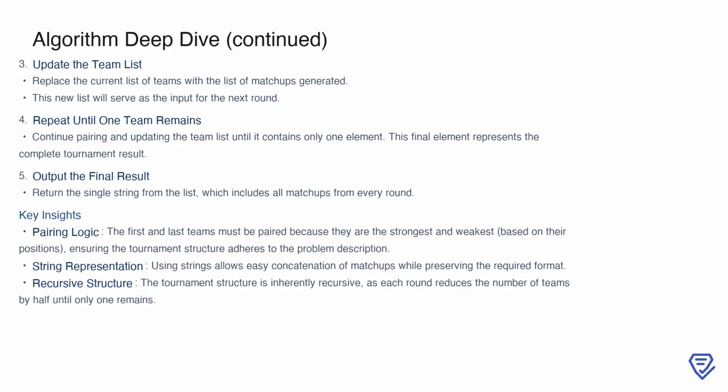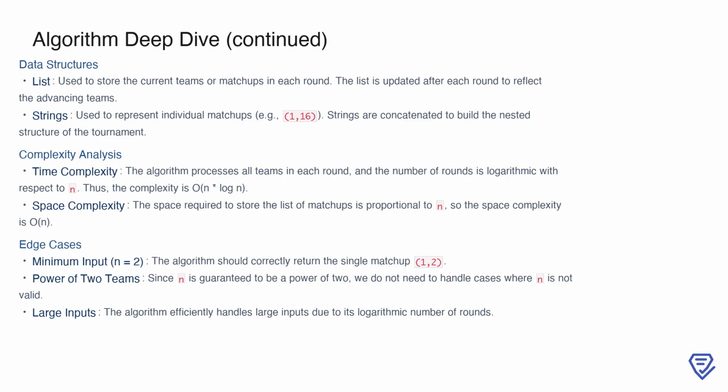This approach ensures that the strongest and weakest teams are paired appropriately in each round, adhering to the tournament structure. Additionally, by representing matchups as strings, we can easily build and maintain the nested structure required by the problem. The recursive nature of the tournament, where each round depends on the results of the previous one, is a key aspect of the solution. The algorithm relies on two main data structures: a list to store the current teams or matchups in each round, and strings to represent individual matchups like (1,16). The list is updated after each round to reflect the advancing teams, while strings are used to build the nested structure of the tournament. From a complexity perspective, the algorithm is efficient.